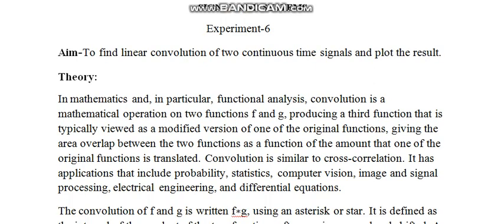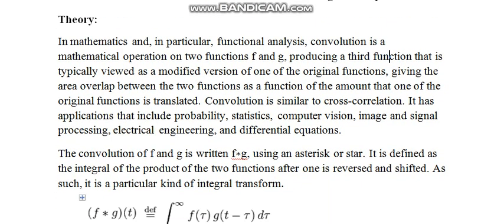In mathematics, in particular functional analysis, convolution is a mathematical operation on two functions f and g, producing a third function that is typically viewed as a modified version of one of the original functions. It represents the area of overlap between the two functions as a function of the amount that one of the original functions is translated. It's a form of cross correlation, and it has very wide applications which include probability, statistics, computer vision, image and signal processing, and various differential equations.